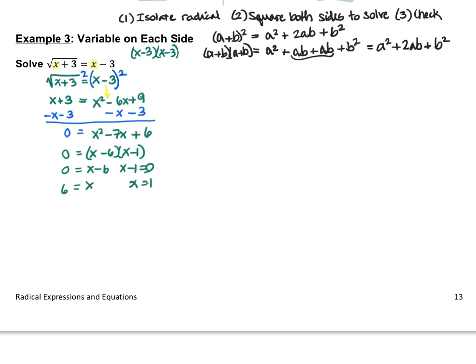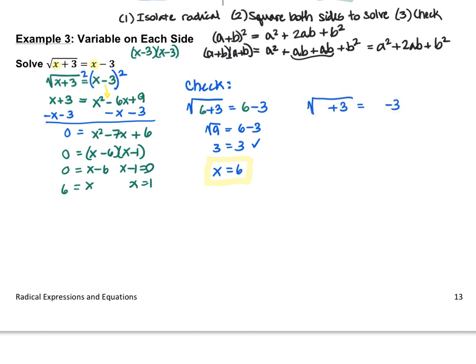When we plug back in, we see that we have square root of 9 is equal to 6 minus 3. So that gives us 3 is equal to 3. That one checks out. So we know that x equals 6 is going to be a solution that works. Now we need to try the other solution. And we're going to do that by plugging in again to the original equation. But this time we're plugging in 1.